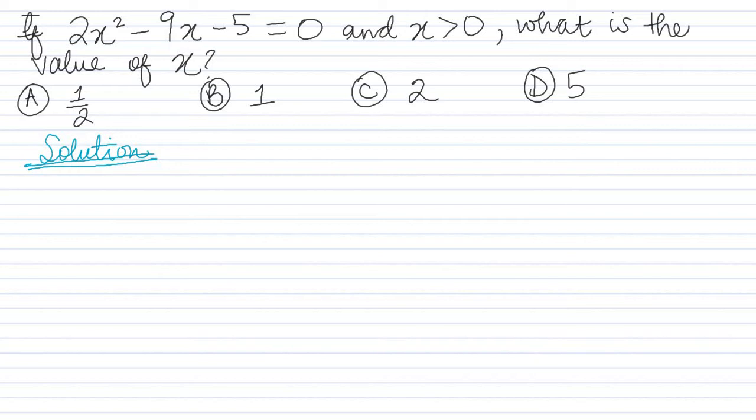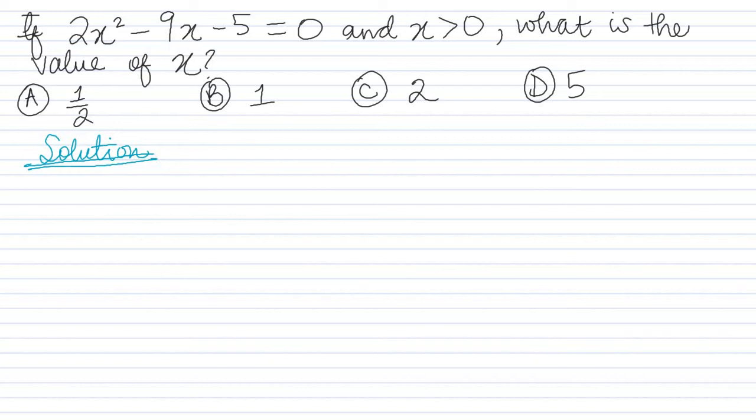So today's question we have: if 2x squared minus 9x minus 5 equals 0 and x is greater than 0, what is the value of x? Well, what is the value of x? The first thing you have to know is that we're given a quadratic equation, 2x squared minus 9x minus 5 equals 0, and we're told that x has to be greater than 0.